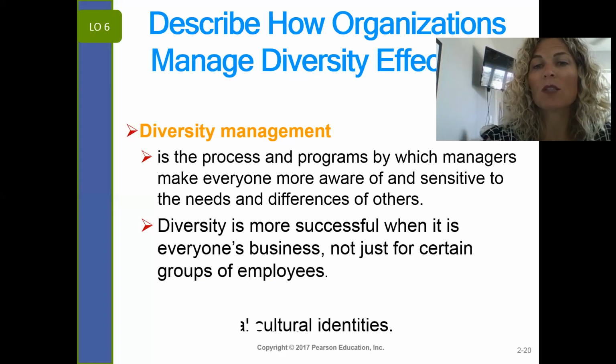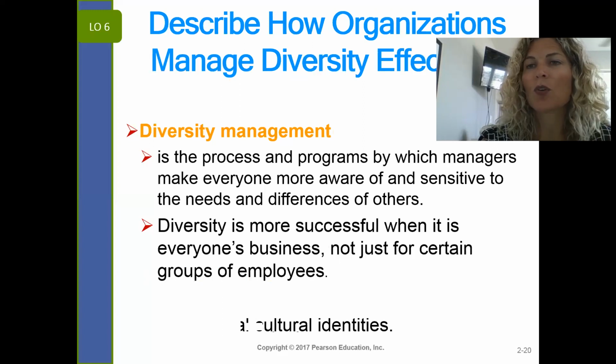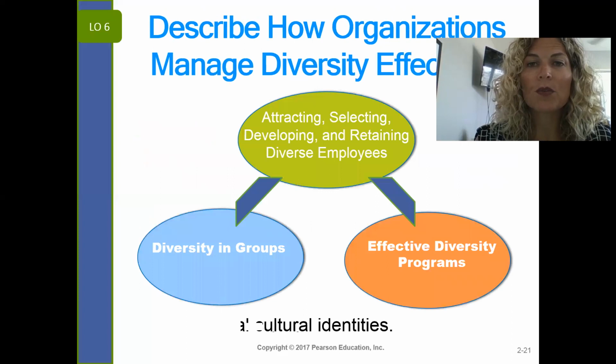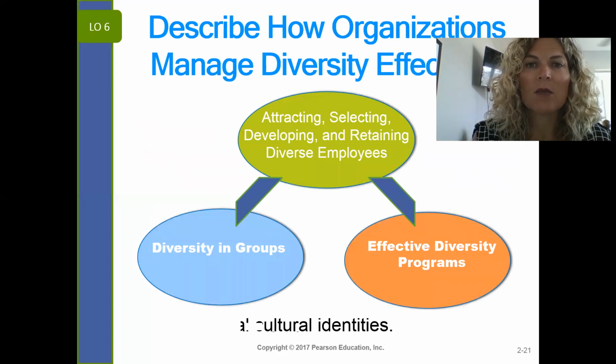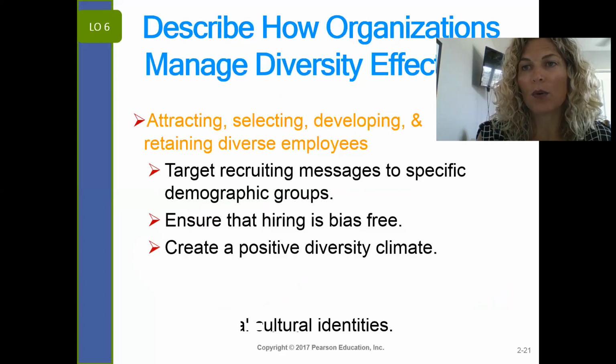It's important to note that diversity is more successful when it is everyone's business and not just for certain groups of employees to worry about, right? We want everyone to be concerned about diversity, encourage diversity, and recognize the benefits of diversity. There are 3 areas that this chapter focuses on to help manage diversity in the workplace. One is the attracting and hiring process. The second is putting effective diversity programs into place. And the third is having diversity in groups.